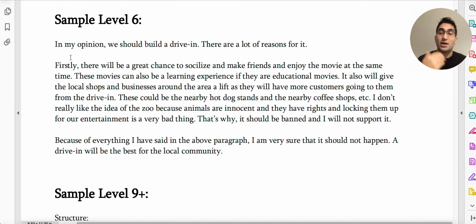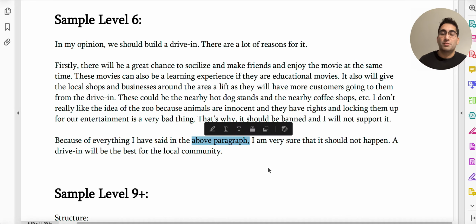But okay, so this is how the examiner thinks. Now in my opinion, we should build a drive-in. There's no reason given here why. There's a lot of reasons for it, but it's not specified. So it's better if the student specified economic reasons or some reason there. And then the conclusion is because of everything I have said in the above paragraph. That is a problem. It's just 1 paragraph. It should have been 2 at least. A drive-in will be the best for.